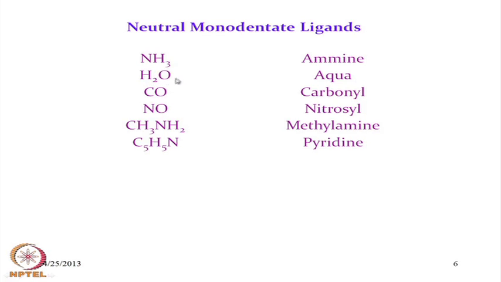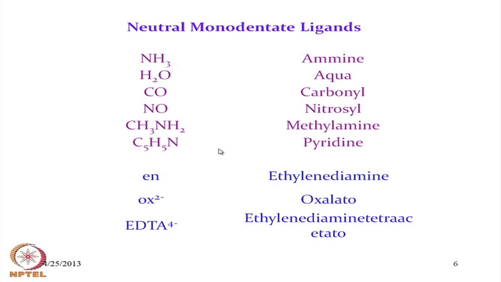we see that, depending upon the number of hydration, water molecules are bound to the metal center. So the aqua ligands were initially present, then addition of ammonia gives the corresponding substitution of aqua ligands by amines. Then carbon monoxide can bind to the metal center giving carbonyl ligands. Then nitric oxide also, and related to amine we can have methylamine and pyridine. So these are some of the neutral monodentate ligands.